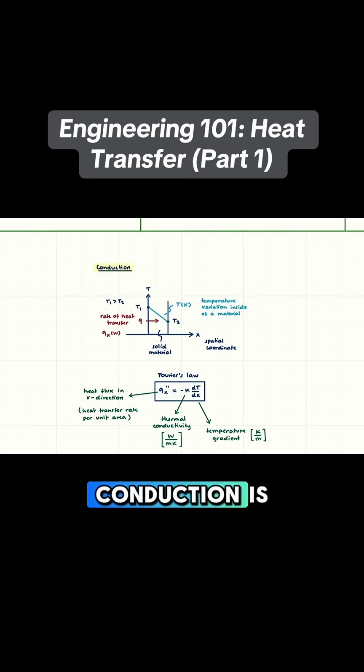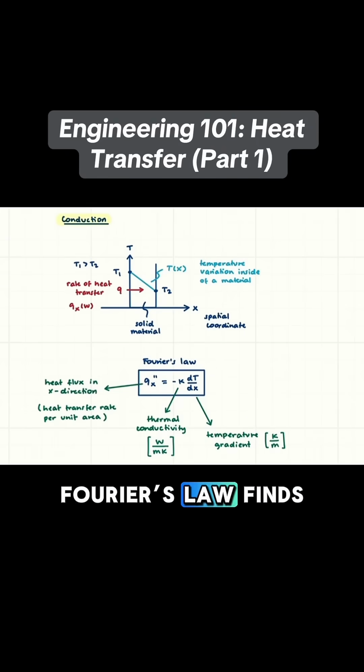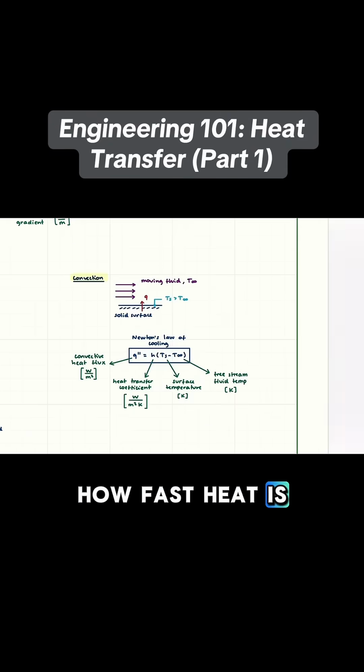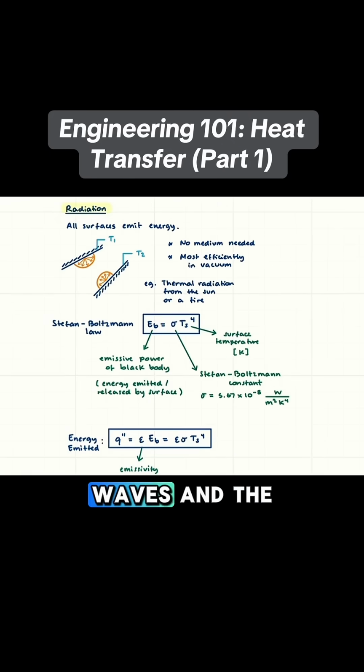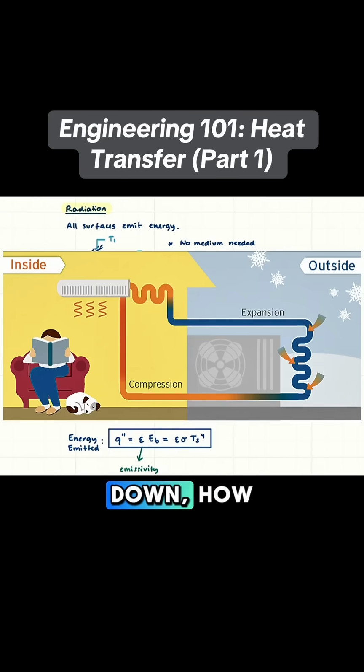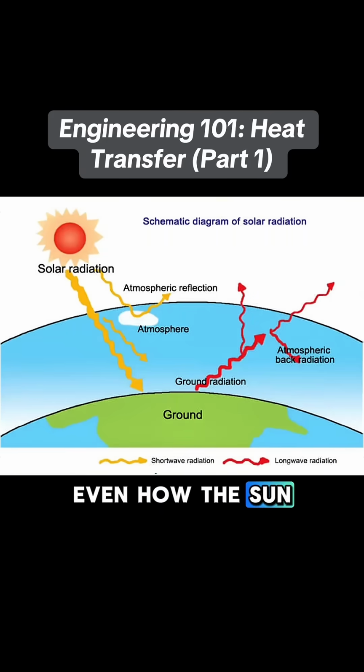So overall, conduction is through solids and Fourier's law finds heat flux. Convection is between a surface and a moving fluid, and Newton's law of cooling finds how fast heat is carried away. Radiation is electromagnetic waves, and the Stefan-Boltzmann law finds the upper limit of energy a surface can emit. That is just the introduction, but it shows why heat transfer is so important. These ideas explain how engines cool down, how buildings stay warm, even how the sun heats the earth.